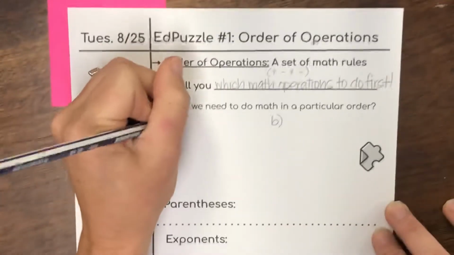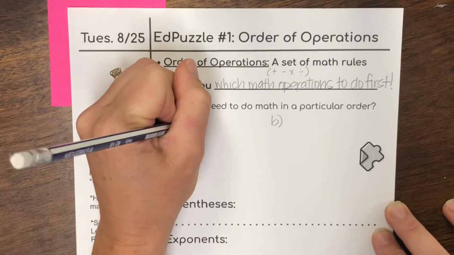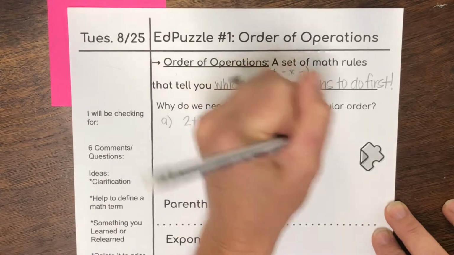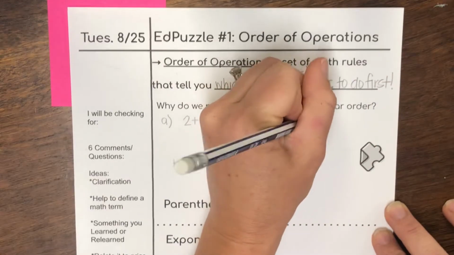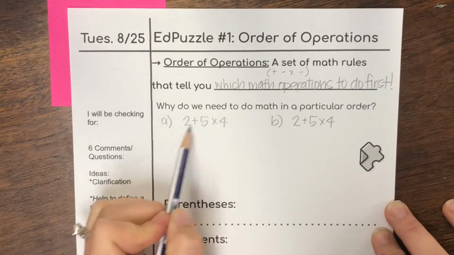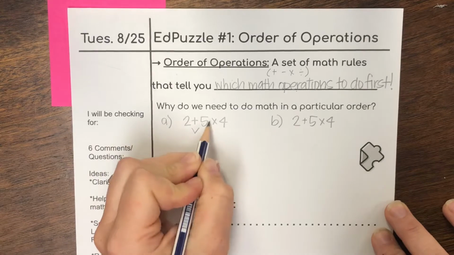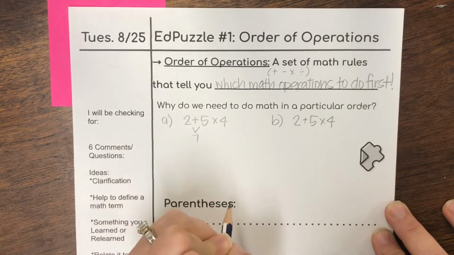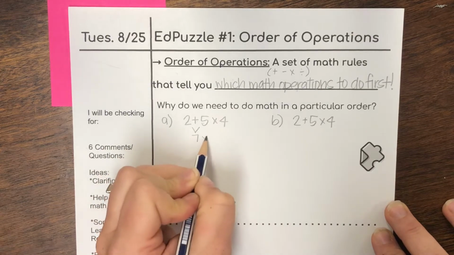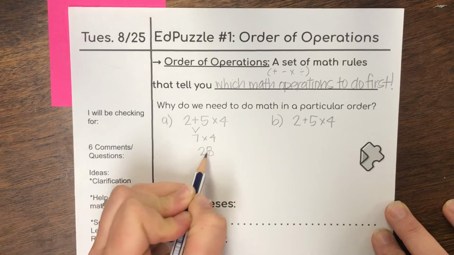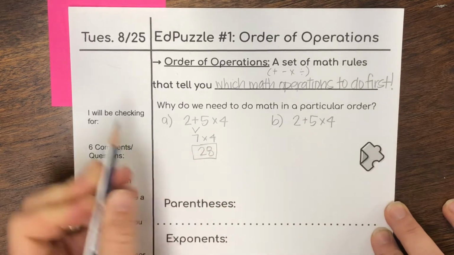Student A is going to take the equation 2 plus 5 times 4. Student B is going to solve the same problem, but they're going to do it in a different order. Student A decided that he's just going to go left to right like you're reading a book. 2 plus 5, and then he's going to multiply it by 4. So 2 plus 5, he simplified and got 7. He's now left with 7 times 4. 7 times 4 equals 28. All his calculations are correct.